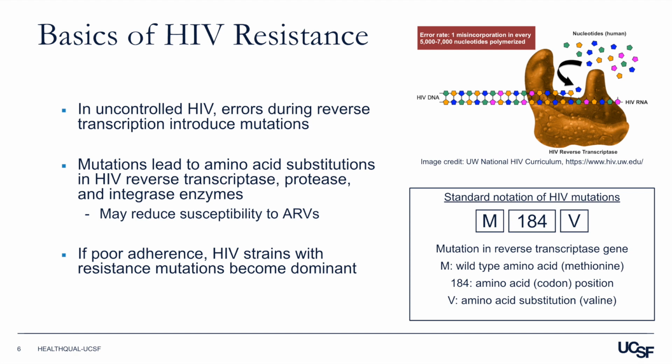Or rather, HIV makes them with our own machinery. So the HIV reverse transcriptase enzyme, protease, and integrase enzymes are all affected by mutations. And those, of course, are the targets for our antiretroviral drugs. So when we see these mutations, the effectiveness of our drugs may be reduced. And when a patient has poor adherence, the HIV strains with resistance mutations become the dominant strains in the infection. And with poor adherence, you may continue to accumulate more and more mutations that make your antiretroviral therapy less effective.